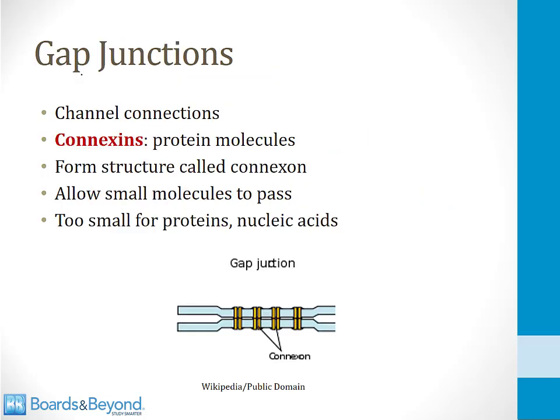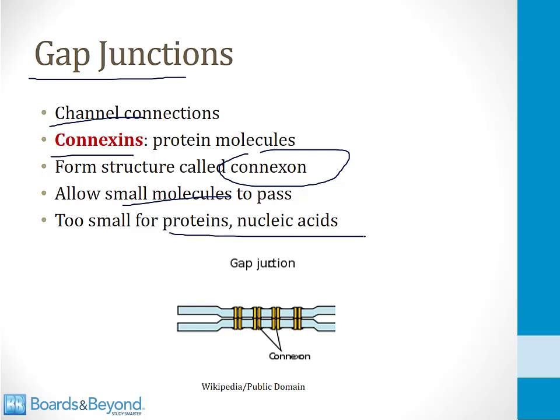Our last type of epithelial cell junction is the gap junction. These are connections between two epithelial cells that have a channel to allow some molecules to pass between the two cells. The gap junctions are made up of protein molecules called connexins, and they form a structure called a connexon, and through this structure, small molecules can pass. It's too small for large molecules like proteins and nucleic acids, but smaller molecules can pass.